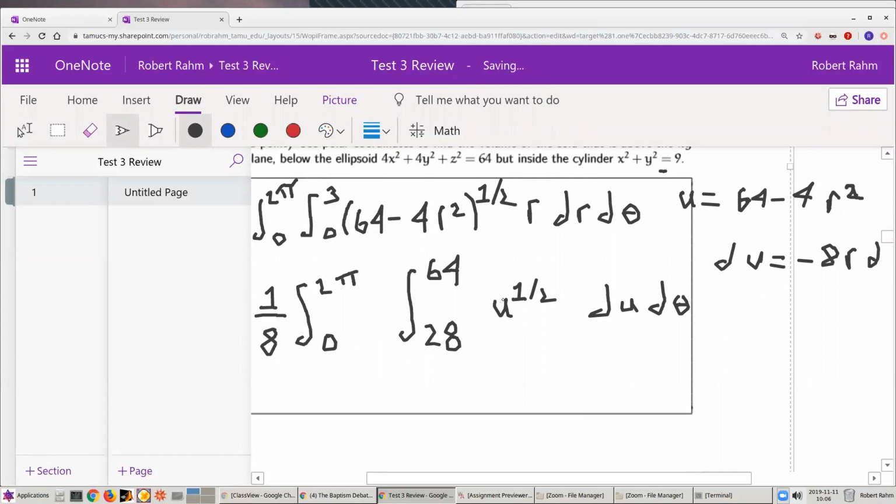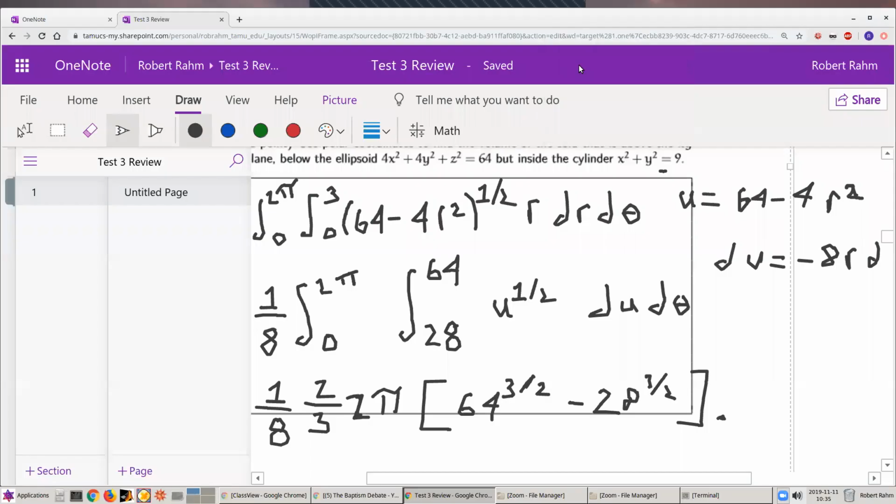Okay, so now the antiderivative of u to the 1/2 is u to the 3/2 over 3 halves. So that's 2/3 u to the 3 halves, and this gives us the following. Now to go from this step to this step, this is just a Calc 1 integral, and so this is the final answer. And of course, there are different ways to simplify it if you want to.